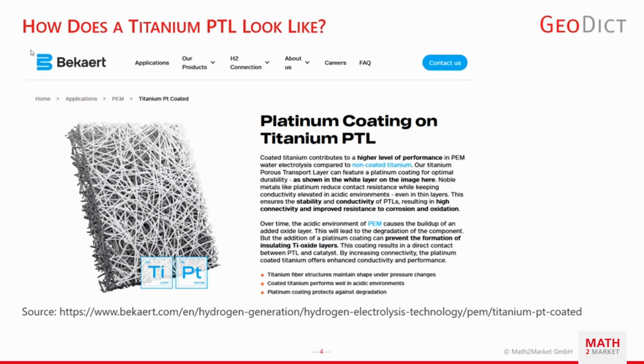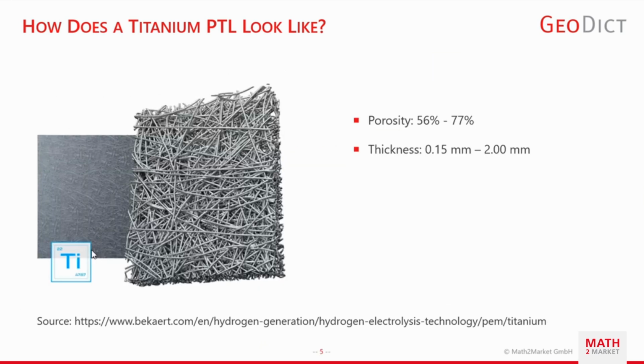So what does such a titanium porous transport layer look like? If you Google it, that's one of the first hits. It points you to Bekaert's homepage, and they show you this kind of model here that you see there. It consists of some fibers, and that looks like something that we can also do with GeoDict. And if you surf a little bit around on their page, you also get this picture. It looks also like a model. You get also some information on what typical porosities and thicknesses are for such titanium porous transport layers.